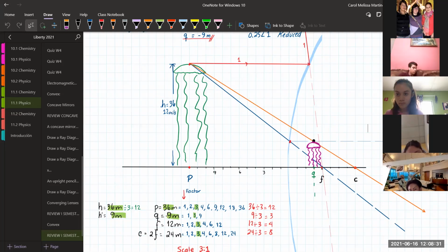Now, to see if it really makes sense, what you have to do is compare. According to the data that you obtained, you know that the image height is 9 meters. Remember, by using the scale, divide by 3, it says that the image height should be 3 units. If you compare the size of the jellyfish, as you can see, it measures 3 units. 1, 2, 3 units. So with this, we can say that the exercise that we did makes sense. And that's how you sketch it.